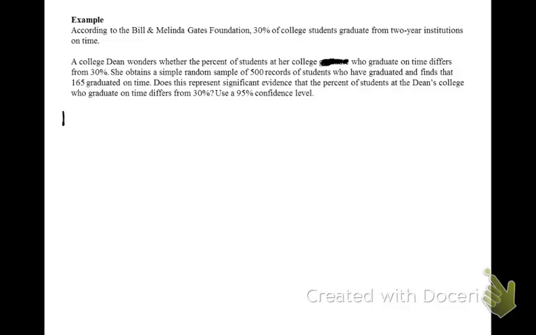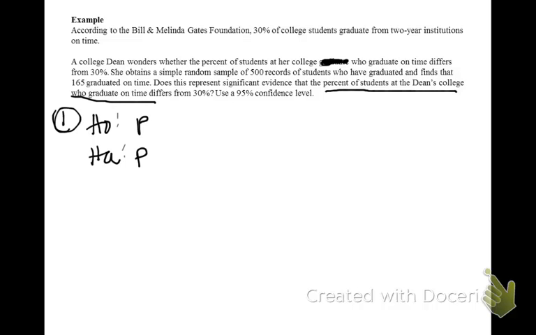Our first step is to set up the null and alternative hypotheses. Both of these hypotheses will be about the population proportion, the proportion or percent of students at the Dean's College who graduate on time. We don't know what the true percent is, but we would like to disprove that it's 30%, and we would like to prove that it's some number not equal to 30%. Our second step is to check assumptions.